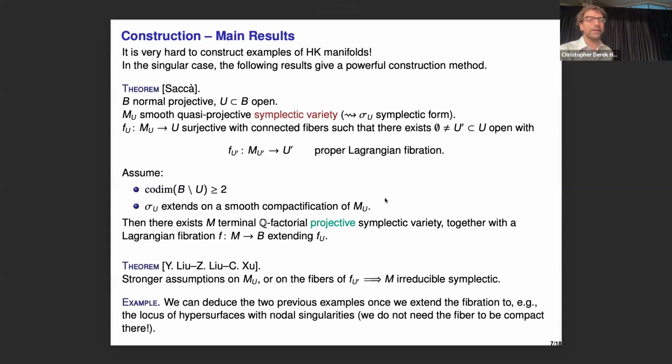Oh no, sorry, let me mention another theorem, which is also very recent. There is an evolution of this theorem, which is due to Yuchen Liu, Ziyu Liu, and Chenyang Xu. They say that if I add a slightly stronger assumption on the variety mu or on the fibers, so for example, I know that the fiber will be an abelian variety. Let's assume that this abelian variety is simple, for example. And let's say that the fibration is not isotrivial, to avoid the trivial example, then M actually will be an irreducible symplectic variety. So it will be one of the factors which appears in the decomposition theorem.